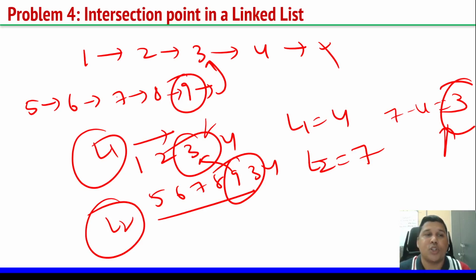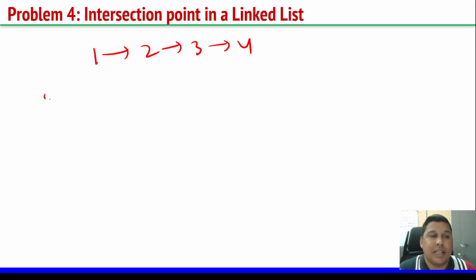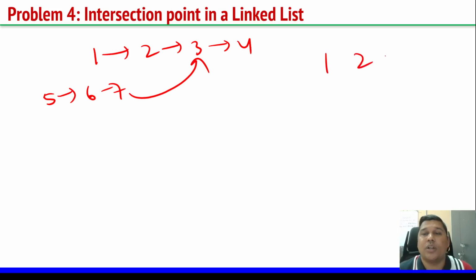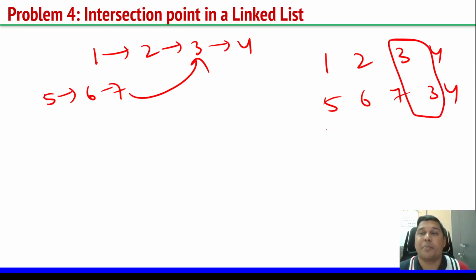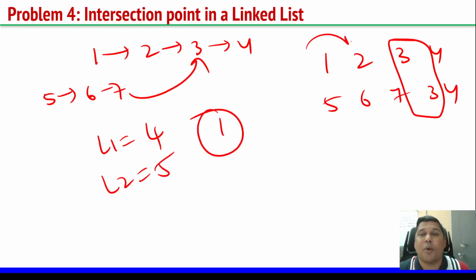I hope you understood. The logic is very simple. 1 2 3 4 is there, and there is 5 6 7, and this is meeting here. So 1 2 3 4, the other one is 5 6 7 3 4, they are meeting at 3. This is a typical case. If you apply the logic, L1 length is 4 and L2 length is 5, the difference is 1. If you move one pointer, is that the answer?